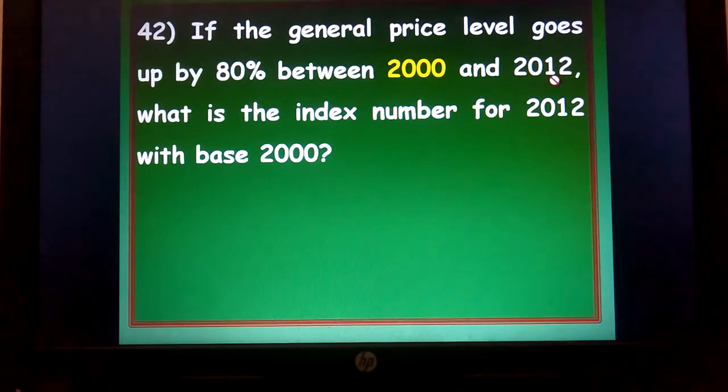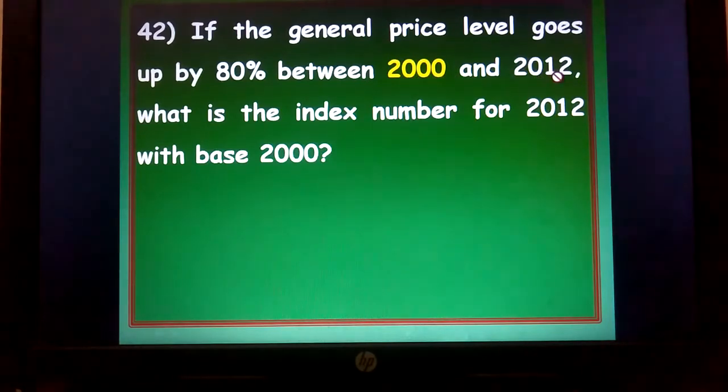Between 2000 and 2012, 2000 is the base year, 2012 is the current year. In the given years, the lesser one is to be considered as the base year, and the greater should be considered as the current year. So in the current year, 2012, as compared to 2000, the base year, the price level has gone up by 80%. So in 2000, what will the index number be? Since it is the base year, it will be 100.